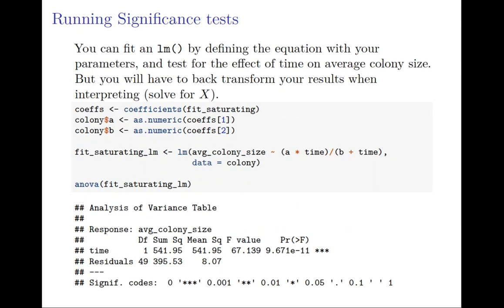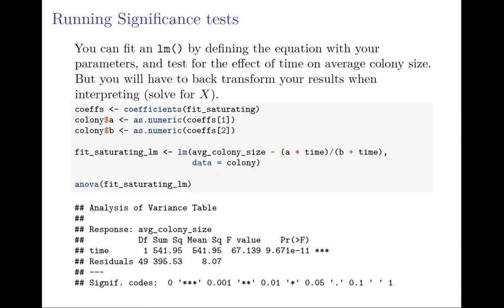And so we just looked at how you can determine if your coefficients are significantly different from 0, but if you want to find out if your x variable time predicts your y variable average colony size, you can actually fit your nonlinear function into a linear model by defining the function as we did with the NLS. But you actually then take your parameters A and B and fit them into your model.